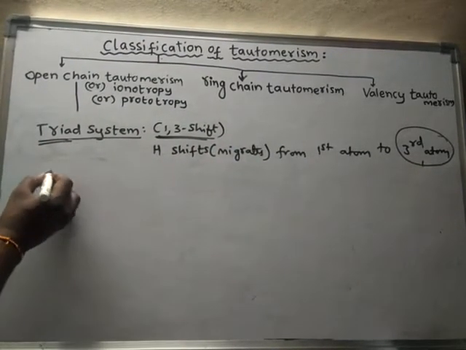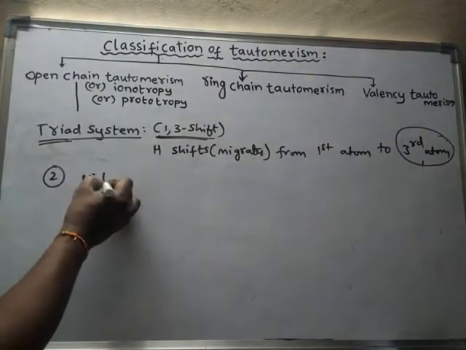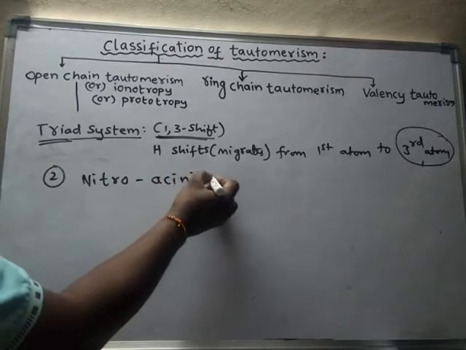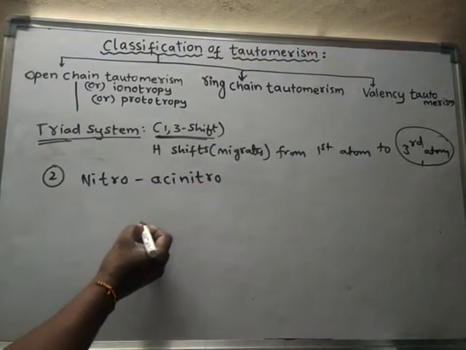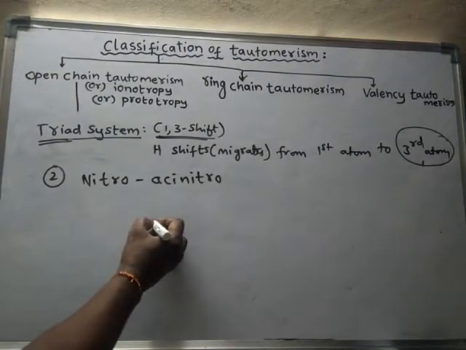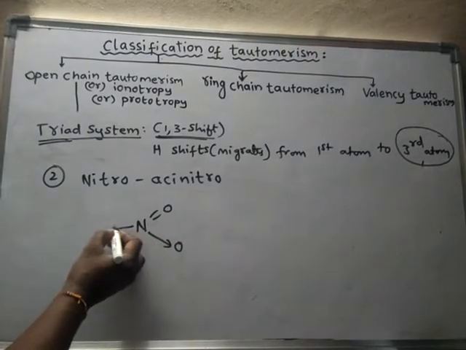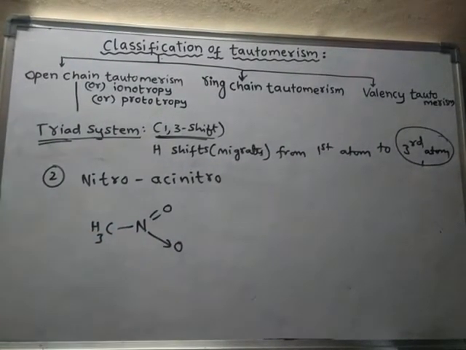The second example for the triad system is nitro-acinitro. See, nitro means it will be like this. Nitro, so nitromethane. So it is the nitro form.